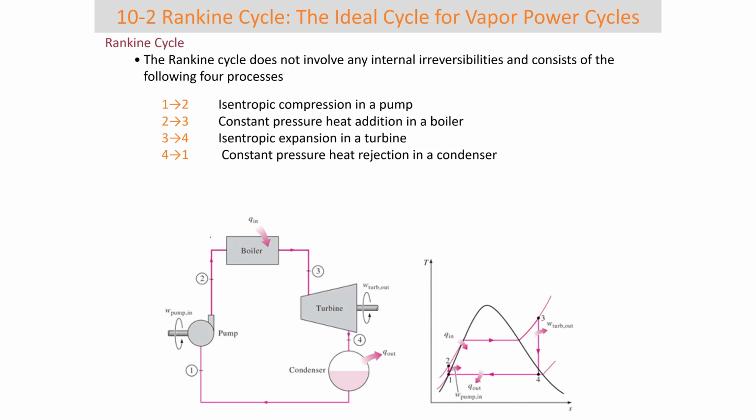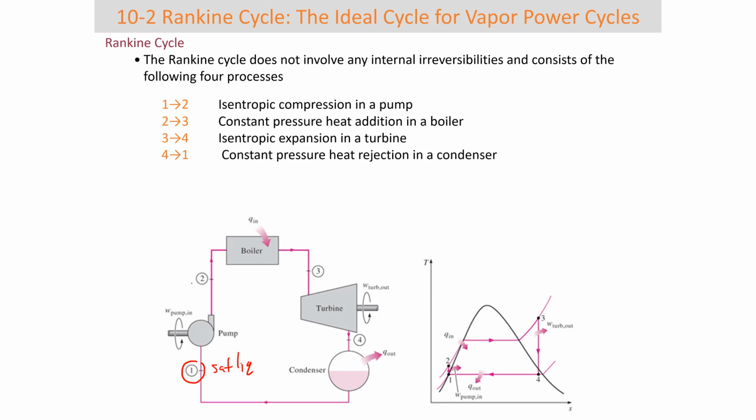So here is how the process works. State 1, we have saturated liquid. So if I go back to my TS diagram here, temperature on the y-axis, entropy on the x-axis, I have a saturation curve and two constant pressure lines. One would be the pressure of the condenser, one would be the pressure of the boiler. So these are how the four processes work.